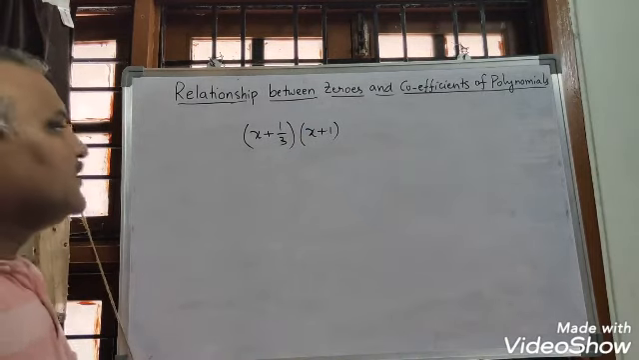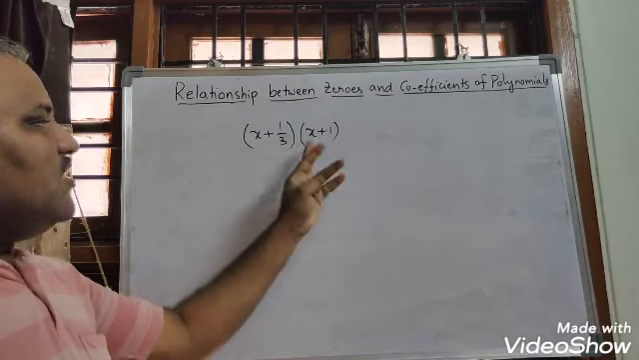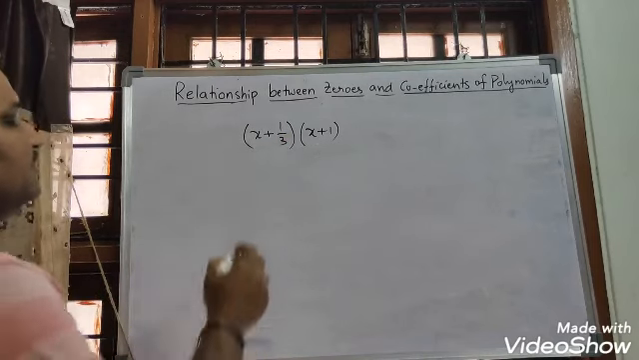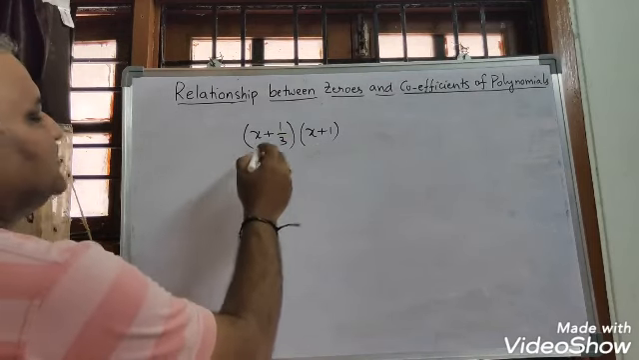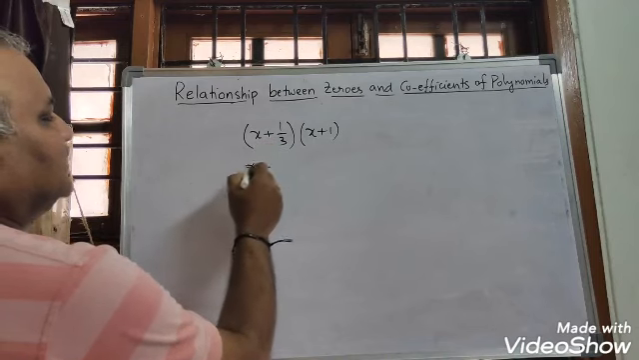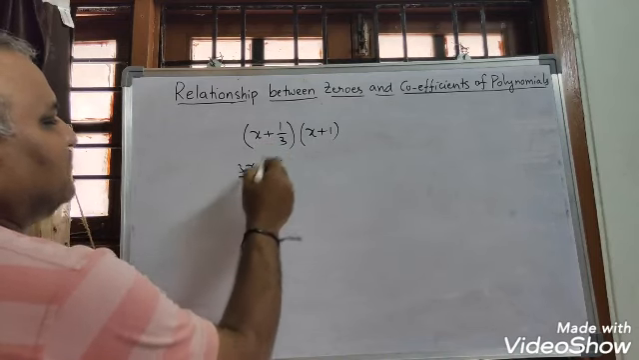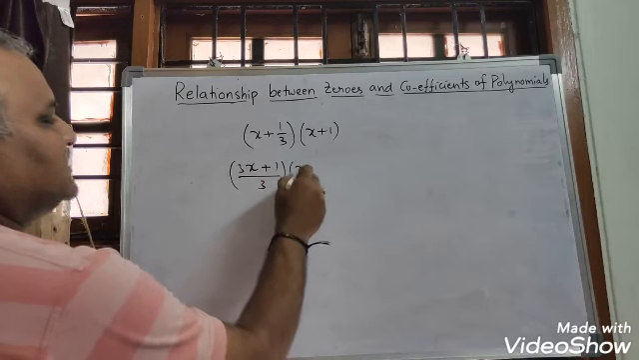But here, let us multiply this x plus 1 by 3 of x plus 1. This is 3x plus 1 by 3 after taking the LCM, of x plus 1.